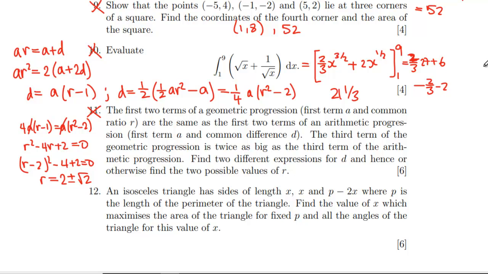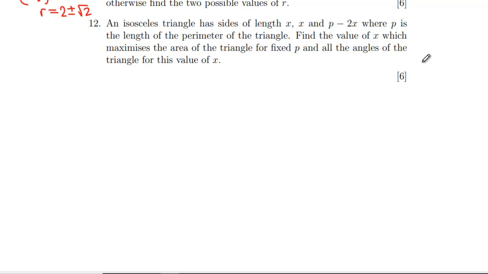Is question 12 going to be the last one? Yes, it is. Right, question 12. An isosceles triangle has sides of length x, x, and p minus 2x, where p is the length of the perimeter. Find the value of x which maximizes the area of the triangle for fixed p, and all the angles of the triangle for this value. So that changes our approach a little bit. Right, so we want to maximize the area.